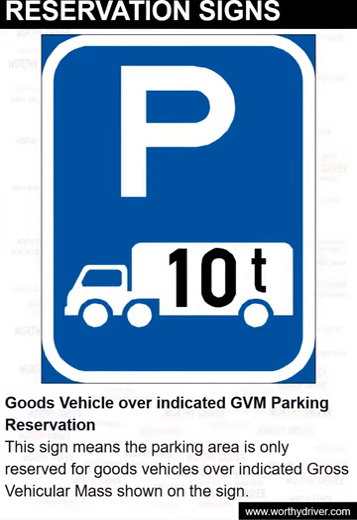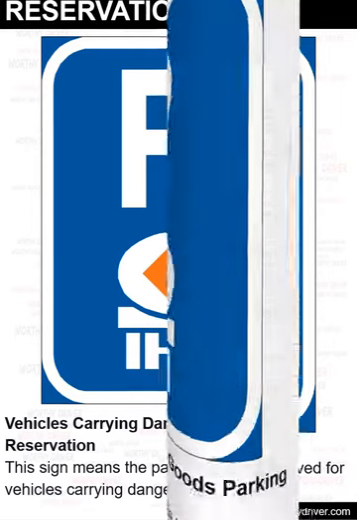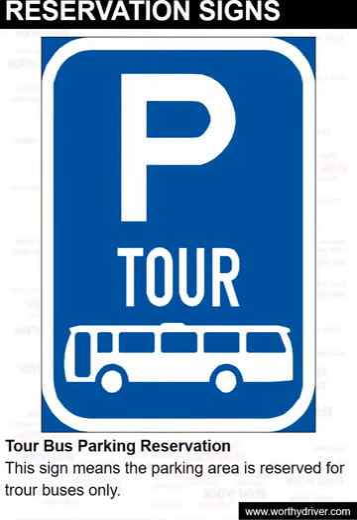Goods vehicle over indicated GVM parking reservation. This sign means, this parking area is only reserved for goods vehicles that are over indicated gross vehicular mass shown on the sign. Vehicles carrying dangerous goods parking reservation. This sign means, this parking area is reserved for vehicles carrying dangerous goods only. Tour bus parking reservation. This sign means, this parking area is reserved for tour buses only.